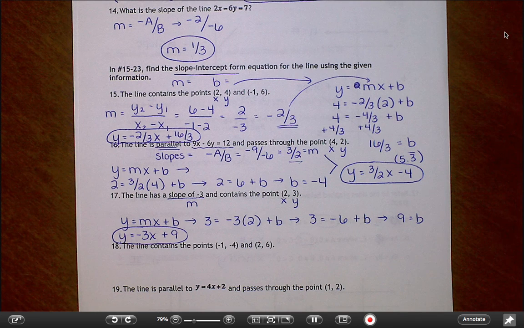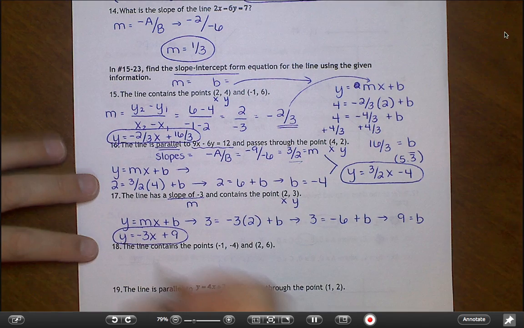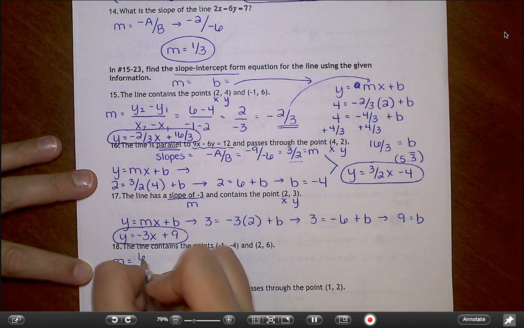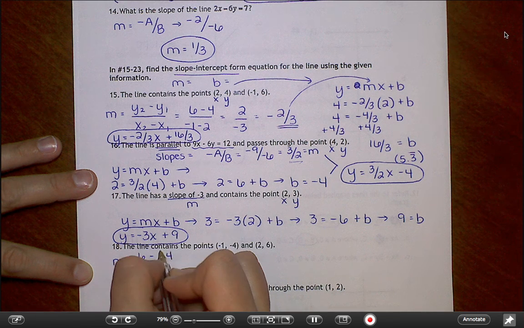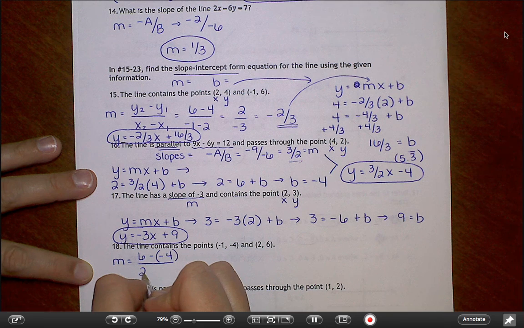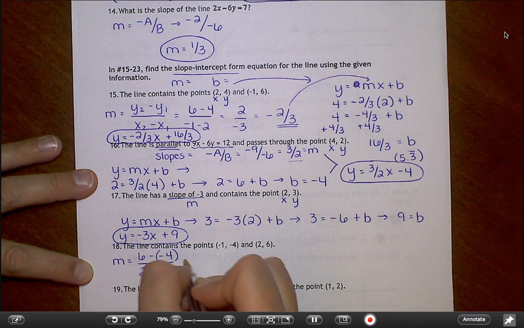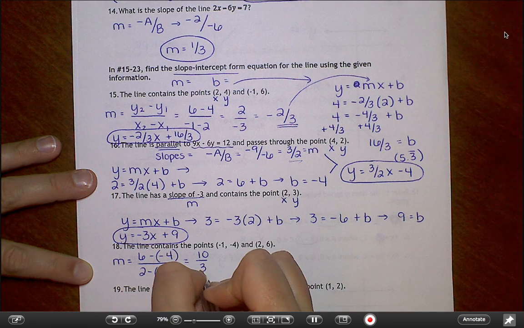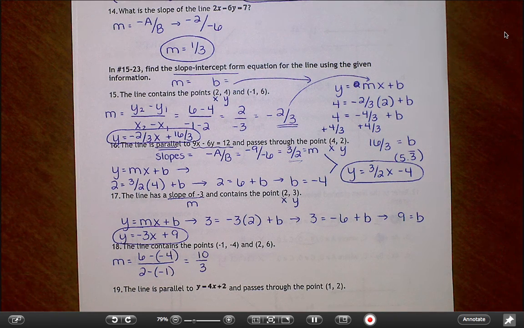Okay, 18 is very similar to 15. I'm going to start by finding my slope. So I'm going to do 6 minus negative 4 over 2 minus negative 1, which gives me 10 over 3. Because this is a slope, I'm probably going to stick with it in fraction form.